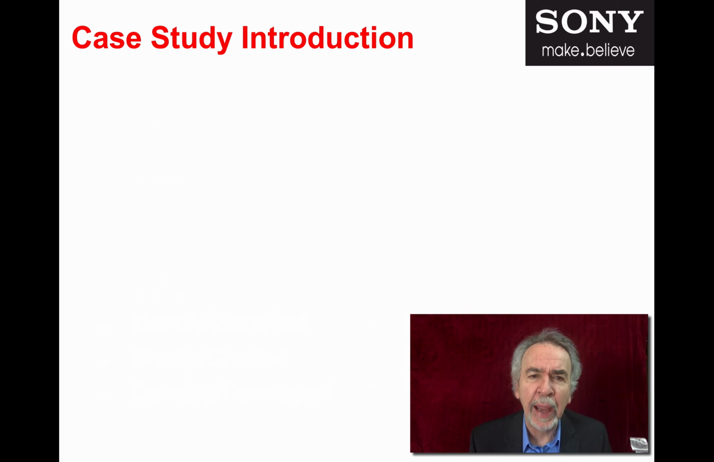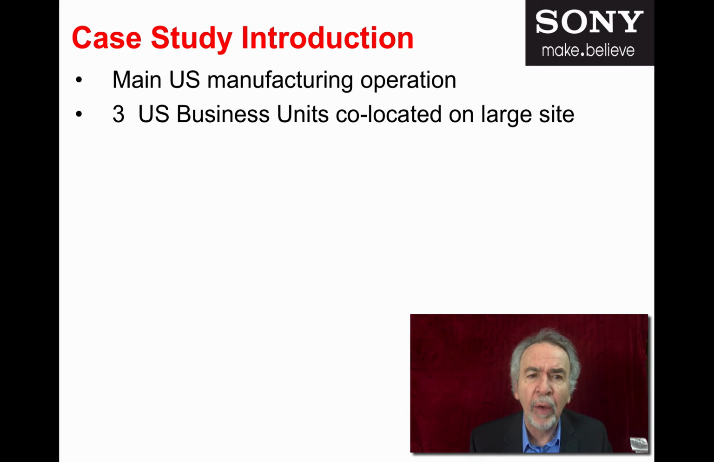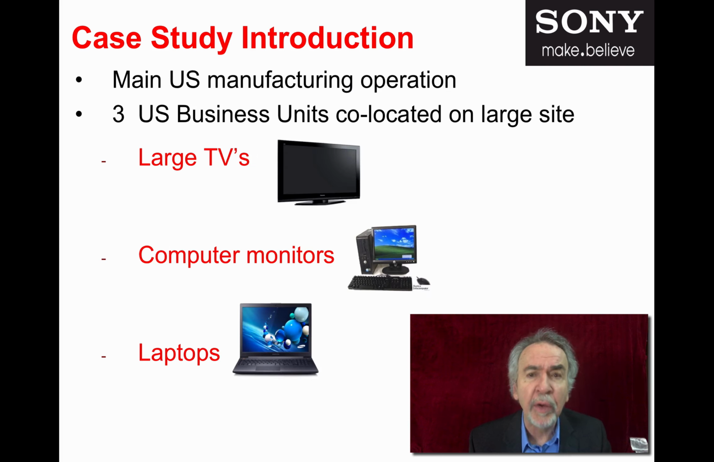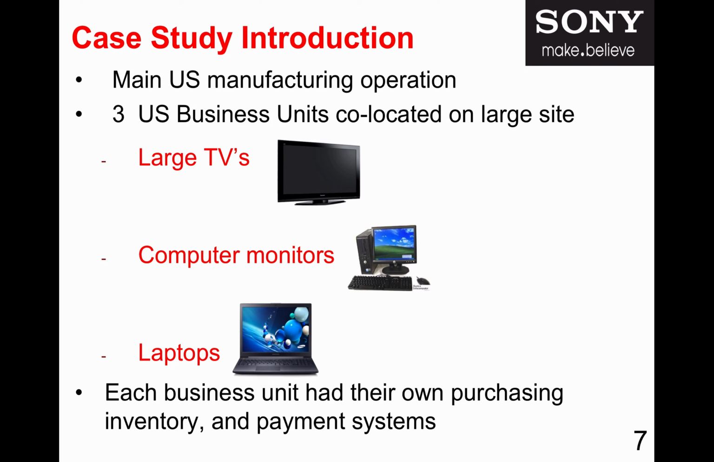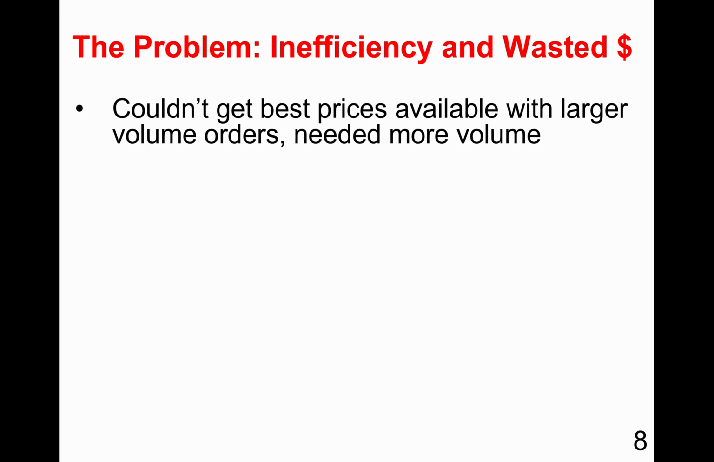Here's the background of the case study. Sony, a Japanese company, has its main U.S. manufacturing operation in San Diego. They have three separate business units co-located on a very large site. The business units made large TVs, computer monitors, and each business unit had their own purchasing, inventory, and payment systems. The problem, as you might imagine, was inefficiency and wasted dollars. They couldn't get the best prices from the various vendors because they didn't have large enough quantities.